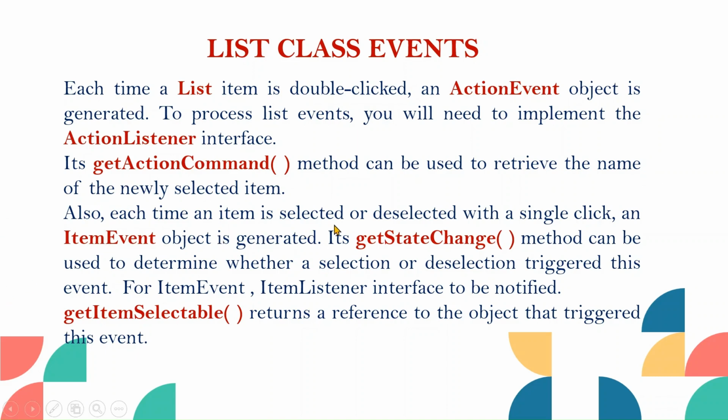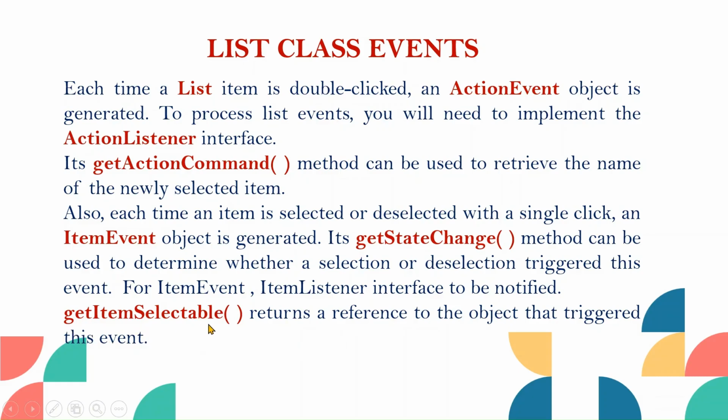Also, each time an item is selected or deselected with a single click, an event is generated. So earlier it was double click, where we go for ActionEvent. When you go for single click, ItemEvent is generated. Now its getStateChange method can be used to determine whether a selection or deselection triggered this event. So once you click an item in the list box, ItemEvent is generated. Once you deselect also, ItemEvent is generated. So for ItemEvent, there is an ItemListener interface to be notified, and inside that the itemStateChanged method is there that you need to implement.